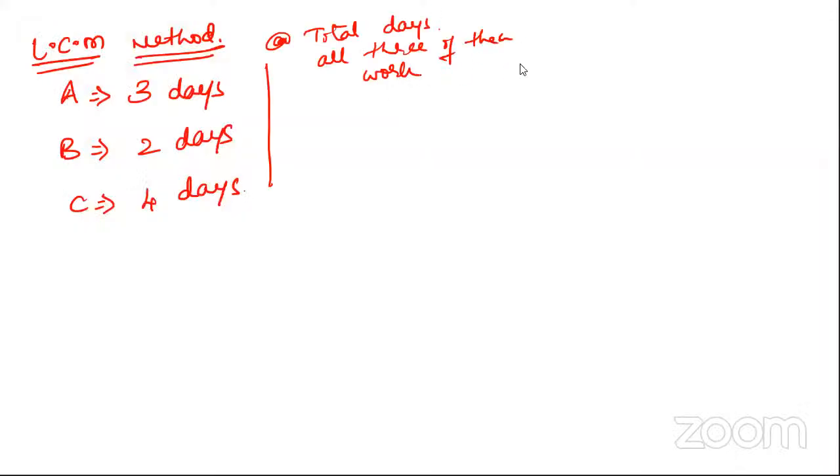Work. What is the total days required when all three of them work? So what do you do? 1 by 3 is the work done by A, 1 by 2 is the work done by B, and 1 by 4 is the work done by C. Anyone who's attending this class now has a doubt on how did I get this 1 by 3, 1 by 2, 1 by 4, then please tell me.